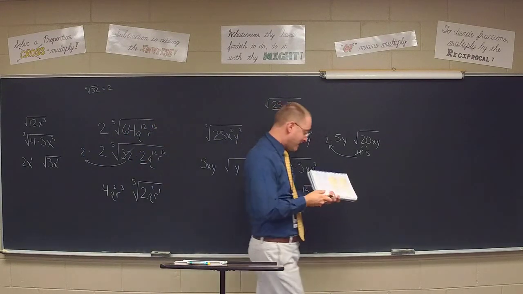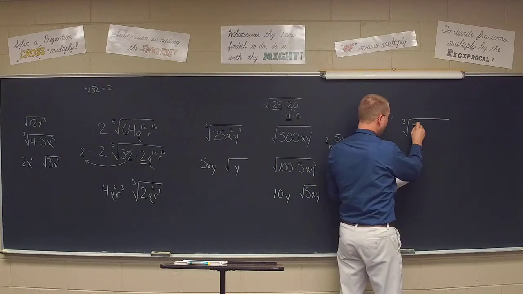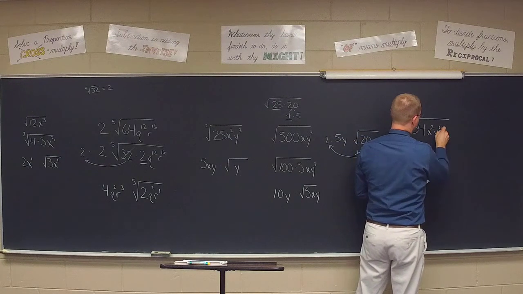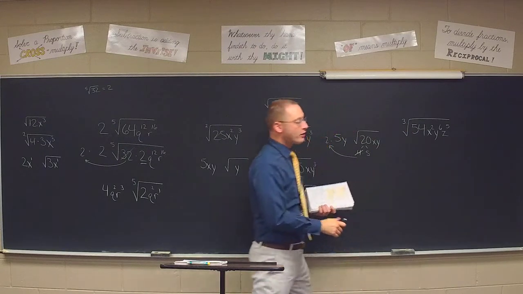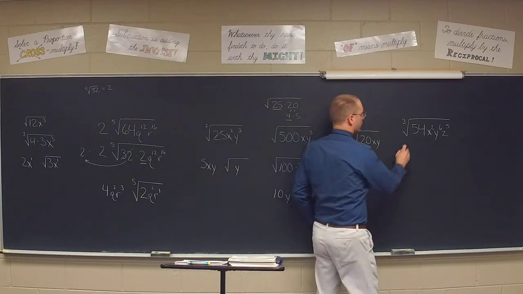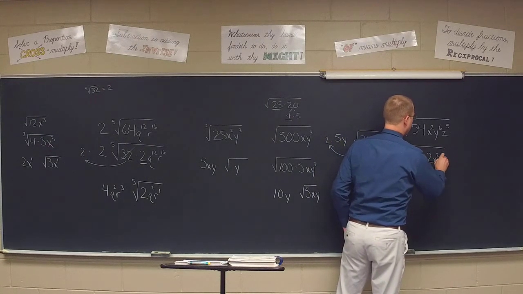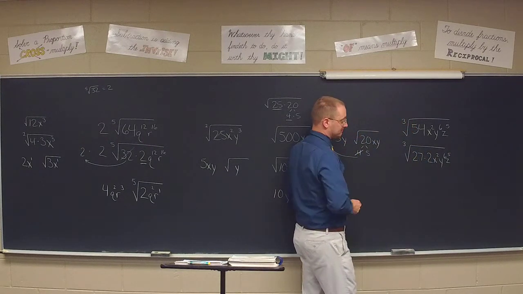Number 29. Now, Maddie did do this one. So, Maddie, we're going to go to you on this one here. We had the cube root of 54x squared y to the 6th z to the 5th. And, Maddie, how did you factor the 54? Good. So we're going to split that up 27 times 2. Of course, we still have the x squared, the y to the 6th, the z to the 5th. And continue.